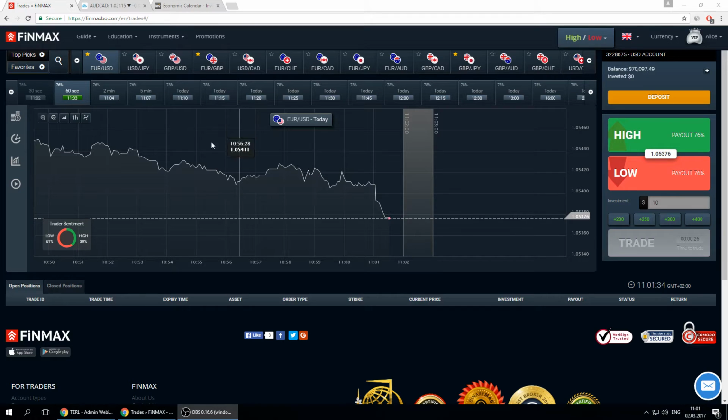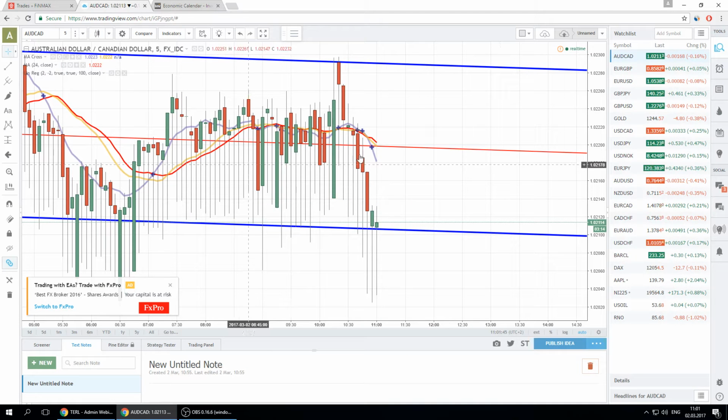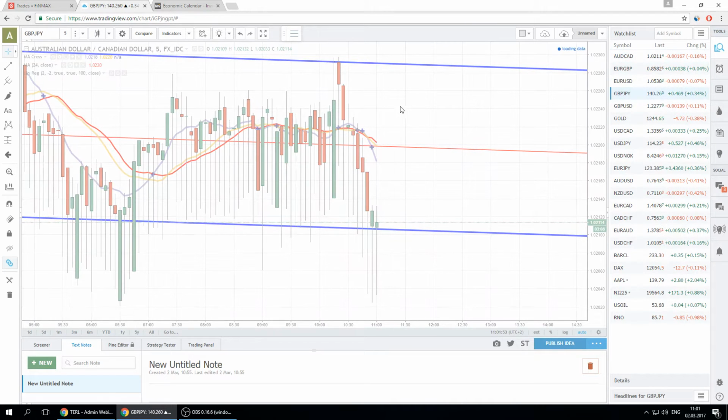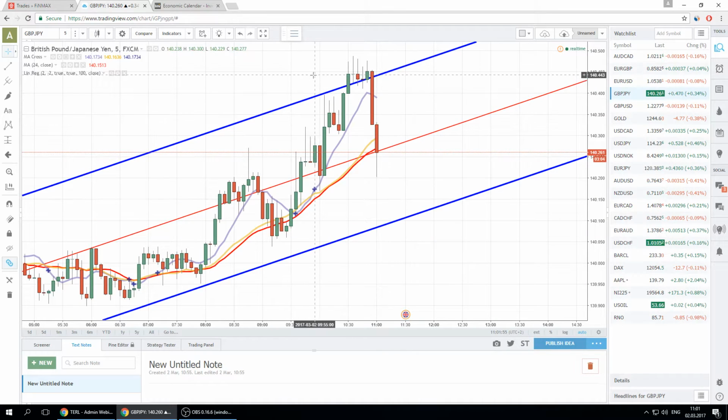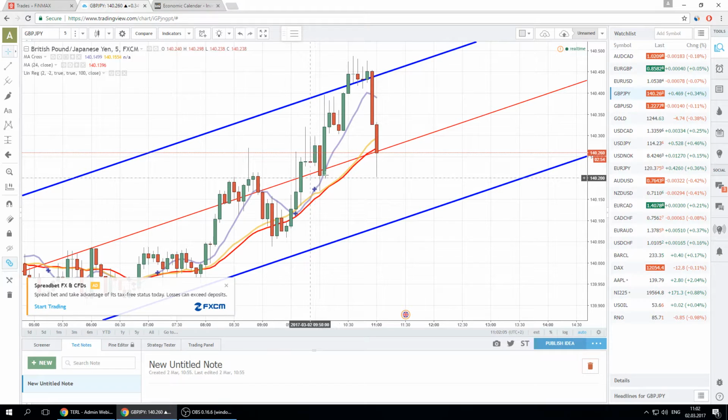And today ahead of us, we have a pretty important event on the market, which is construction PMI. It will strike the British pound, so we need to pay attention to the assets that contain British pound. Let's switch to it to see. So you see right now it's falling due to the approaching of this event. So we can notice pretty good volatility within these assets.